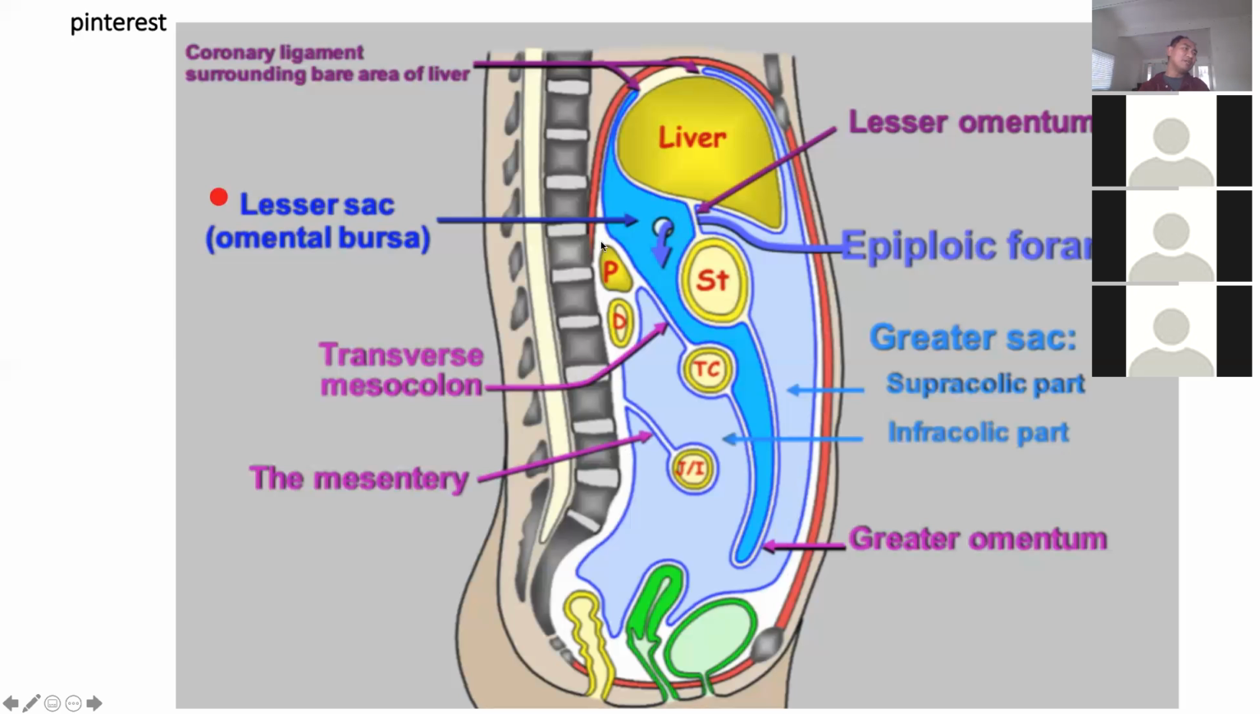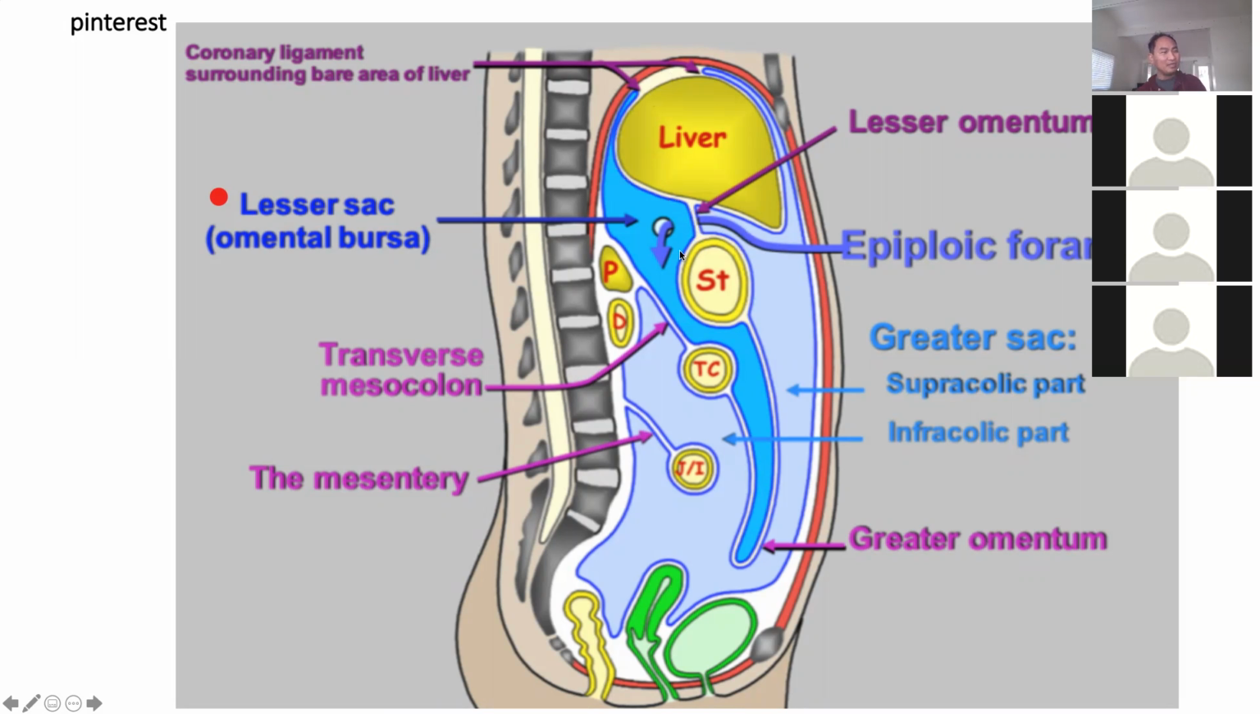And this posterior abdominal wall parietal peritoneum goes up to the liver, folds down and comes down and covers the posterior surface of the liver. So this parietal peritoneum became visceral peritoneum. This is the bare area of the liver, just underneath the diaphragm, where there is no peritoneal covering. And this visceral peritoneum and this visceral peritoneum fuse here to form the lesser omentum.